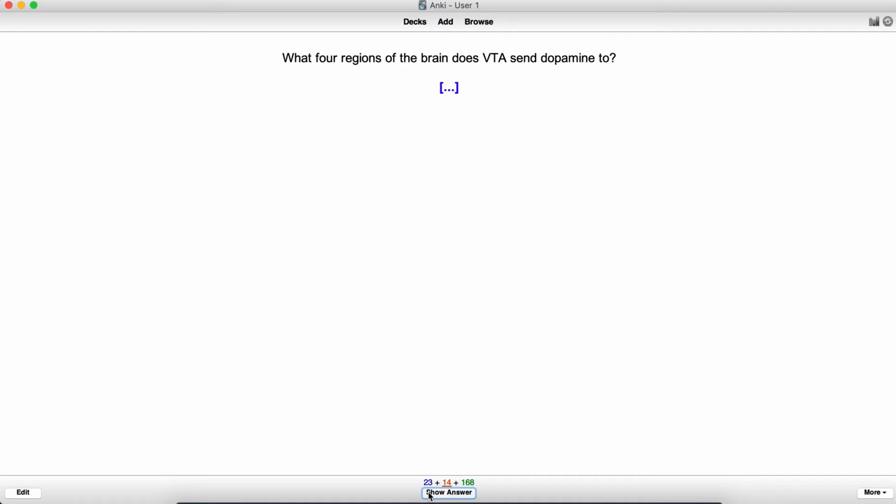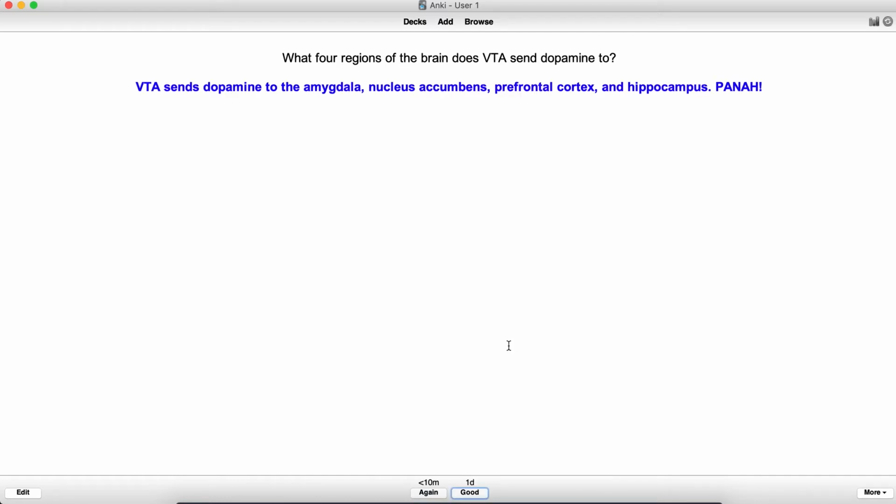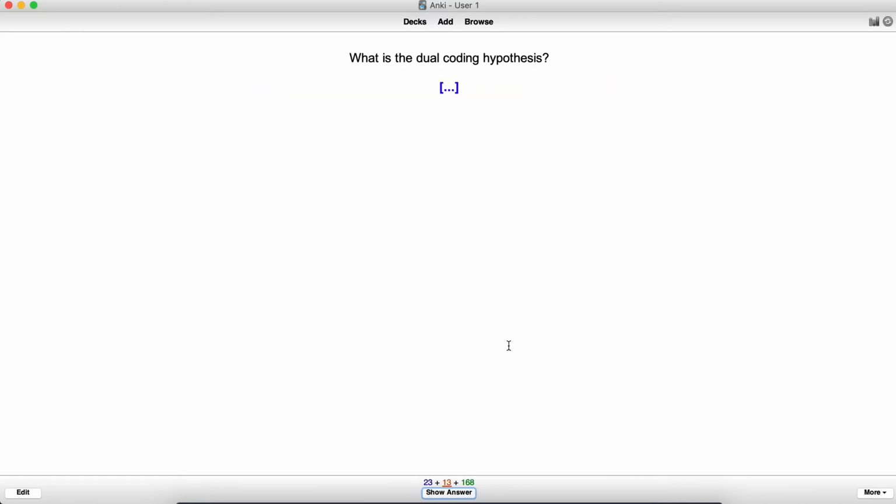The VTA, ventral tegmental area, sends dopamine to PANA, which is the prefrontal cortex, amygdala, nucleus accumbens, and hippocampus or hypothalamus? Hippocampus. Panda. Sounds like panda, like hippo. Panda hippos. Okay.